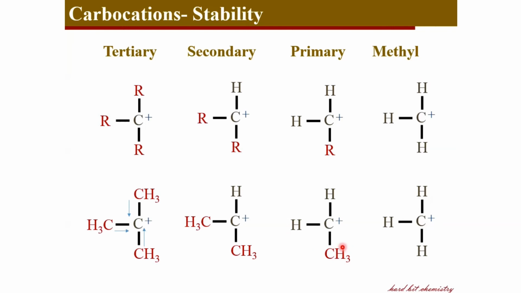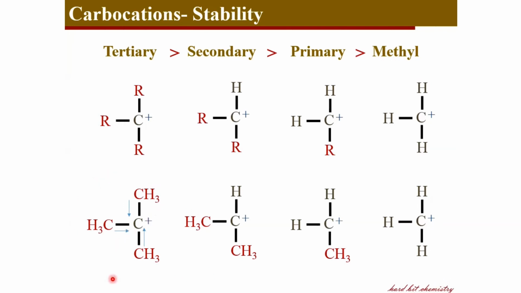and it further decreases as you go to primary, and in the methyl carbocation you cannot see any degree of inductive effect because there is no alkyl group at all. So the stability of carbocations varies in this order: tertiary carbocation is more stable than secondary, which is even more stable than primary, and methyl is the least stable among this category. And another idea you can use is hyperconjugation here.